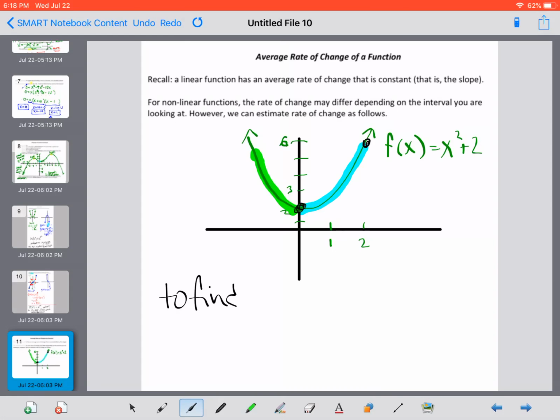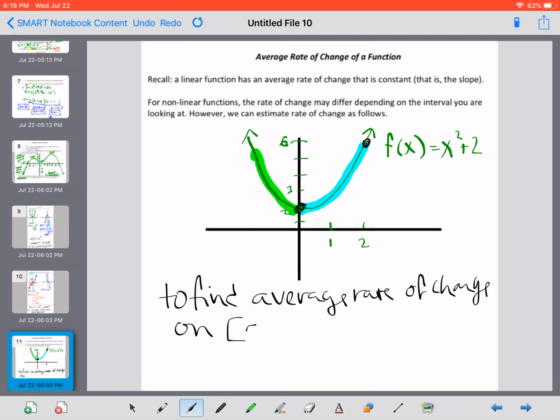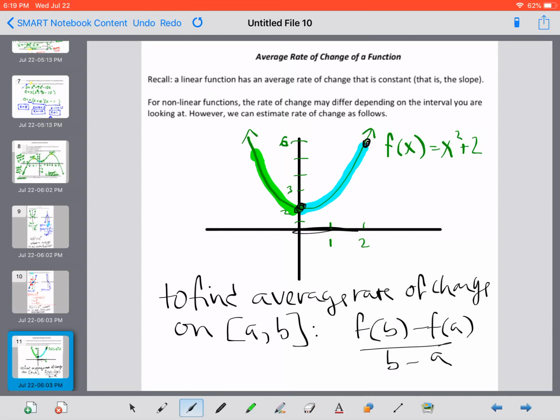To find the average rate of change on the interval from a to b, so those are x values, some interval on the x-axis, we just need to compute f of b minus f of a over b minus a. In other words, find the slope of the line connecting those two points on the curve when x is equal to a and when x is equal to b.